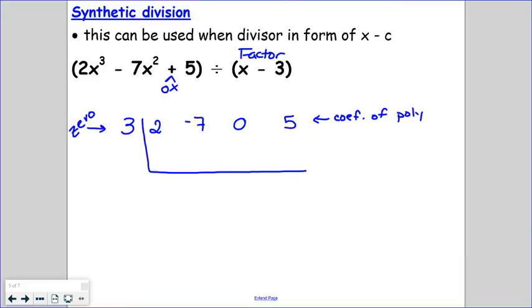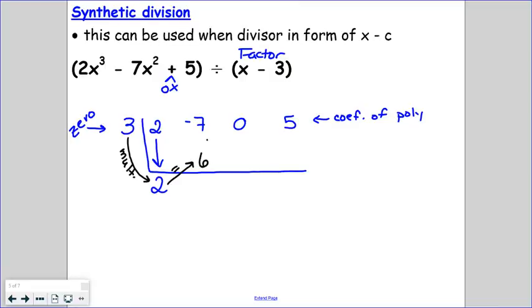Okay? All right, and the last part of this is you just have to remember the pattern. To do the pattern for synthetic division, drop down the first number immediately, always. And then your pattern is this. You take the number on the outside and you multiply it by the number that's on the bottom. The answer to that multiplication, whatever it equals, goes right here. 3 times 2 is 6.